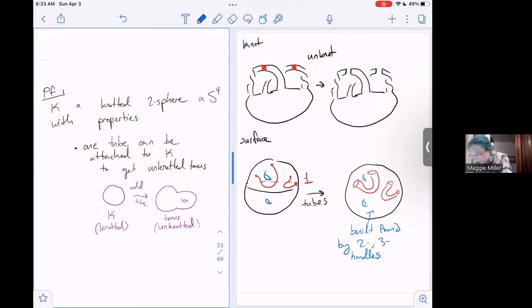So this first property that I want to assume is not that special, because I know that my 2-sphere can be unknotted by attaching some number of tubes, but I'm saying I want it to only take 1. Which is a little bit restrictive, but not that restrictive.